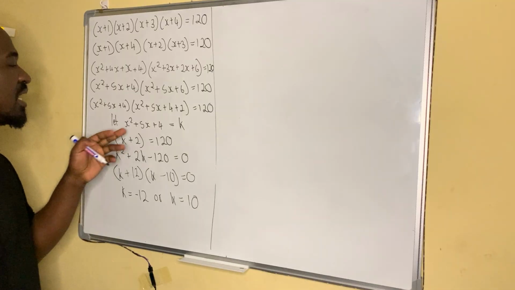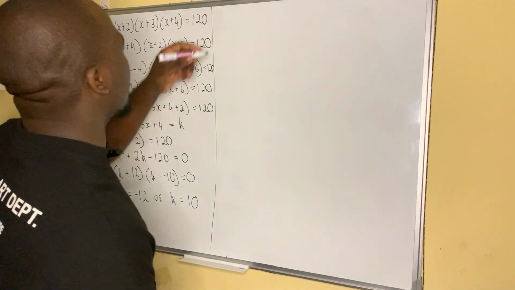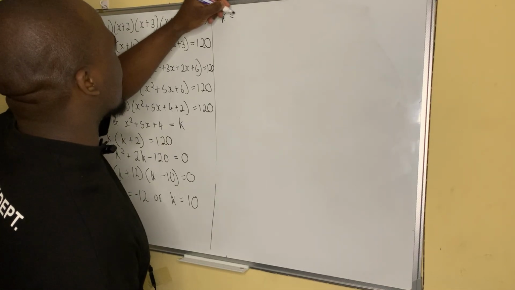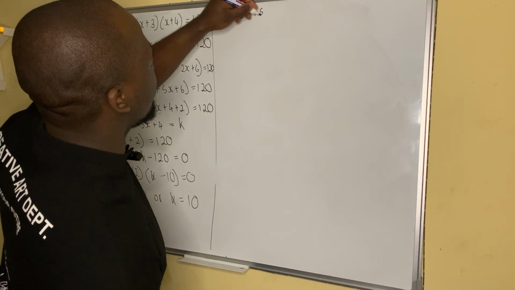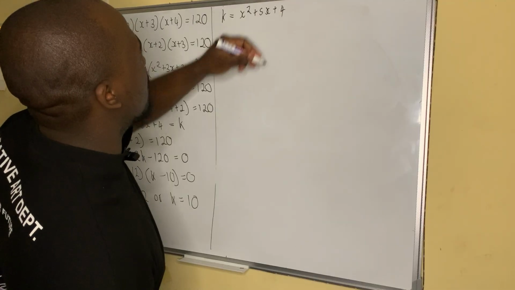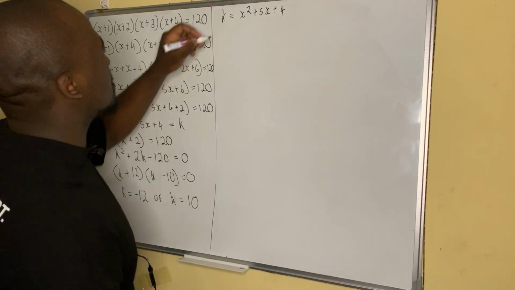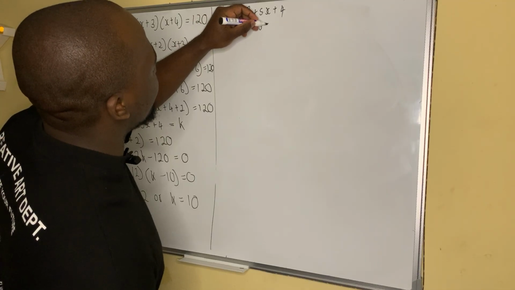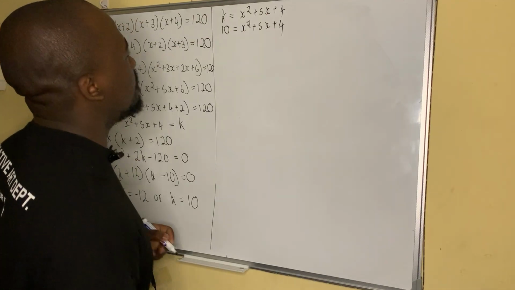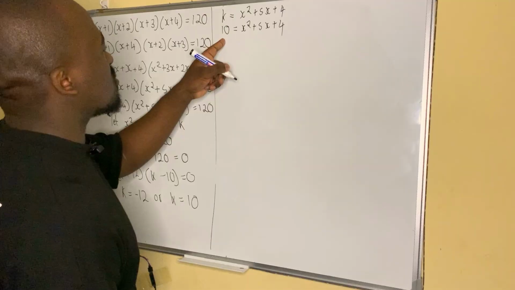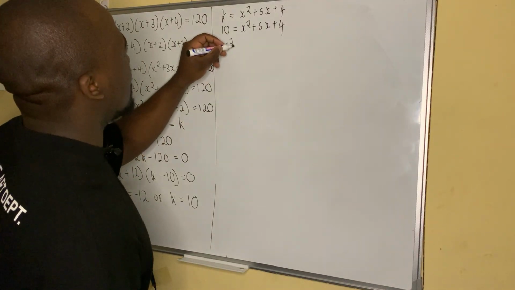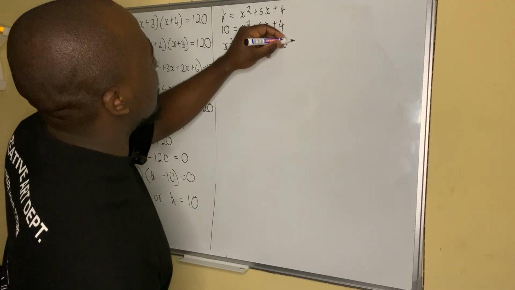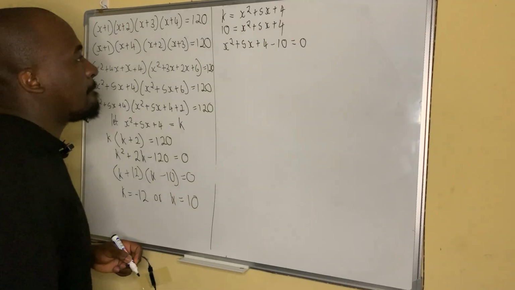We're going to go back to that expression of ours, which is k equals x squared plus 5x plus 4. So where we see k, we put 10 first. 10 equals x squared plus 5x plus 4, right? Then we transpose this one. So we're going to have x squared plus 5x plus 4 minus 10 equals 0.